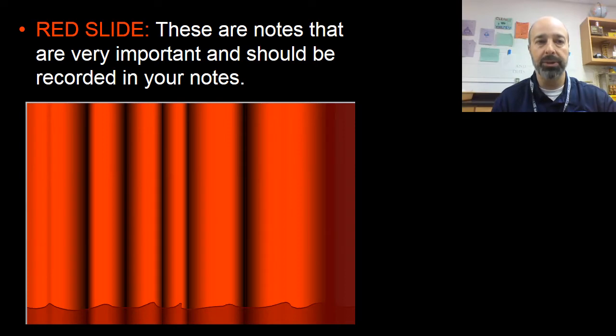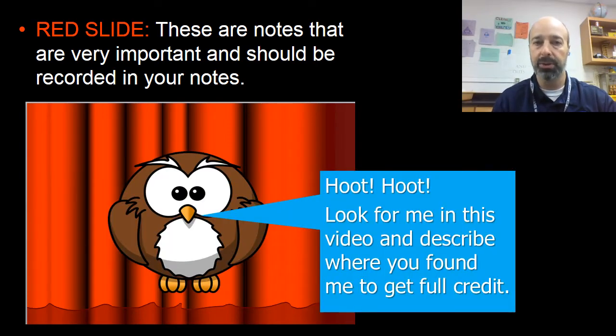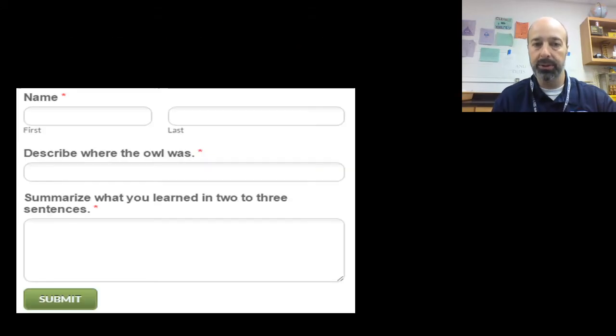Don't forget that red slides are where you have to take notes. You should have your notes handout ready to go. Don't forget to look for the owl and let me know where he is. And remember to fill in all of this stuff that you see here.